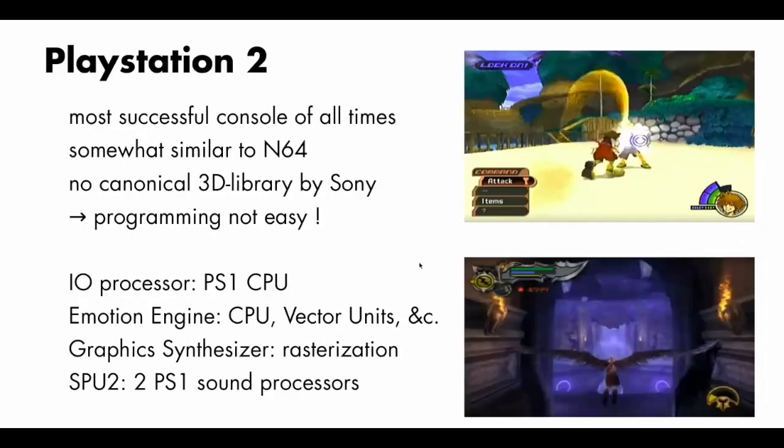Okay, and now that leads us to our favorite console, of course, the PlayStation 2. And by various metrics, it's probably the most successful console of all times. It is somewhat similar to the Nintendo 64. So you can definitely see some SGI history in there or inspiration.